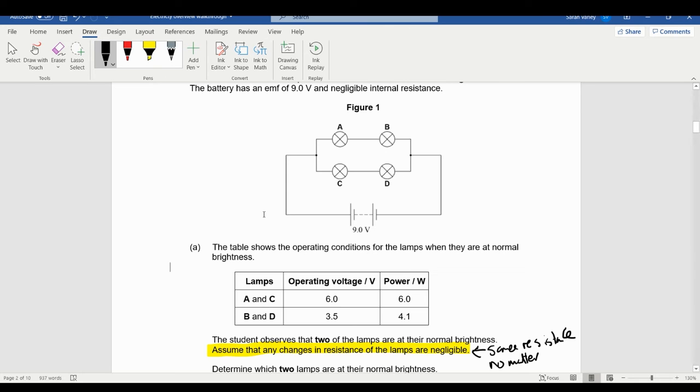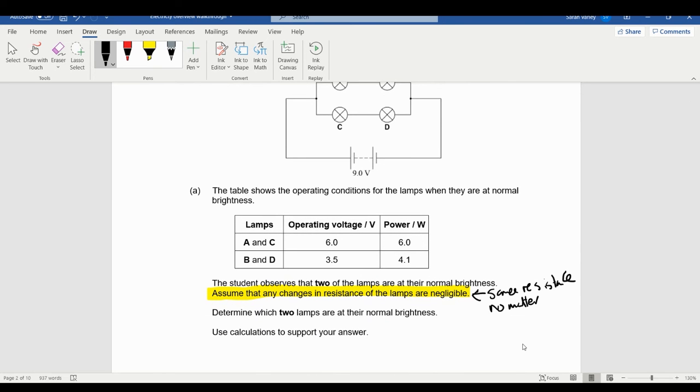So a lamp, just to remind you, has an IV characteristic like this, that it changes over time. So what they're saying is that the resistance is constant no matter if I'm at its maximum power or not.